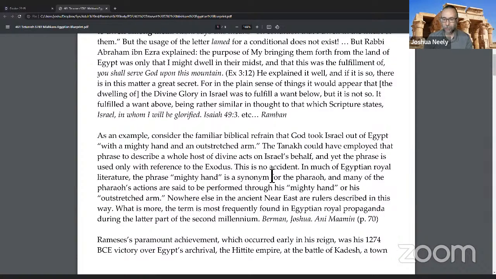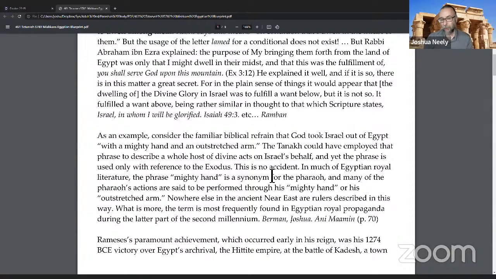Nowhere else in the ancient Near East are rulers described in this way, meaning this is a uniquely Egyptian idiom to describe the power of Pharaoh. What is more, the term is most frequently found in Egyptian royal propaganda during the latter part of the second millennium, which indeed is when most people believe that the Exodus would have taken place.